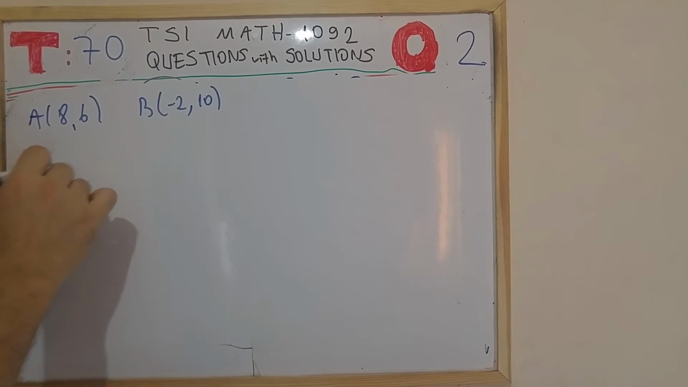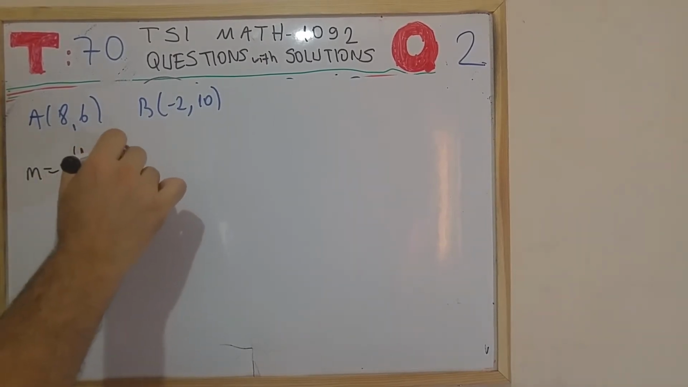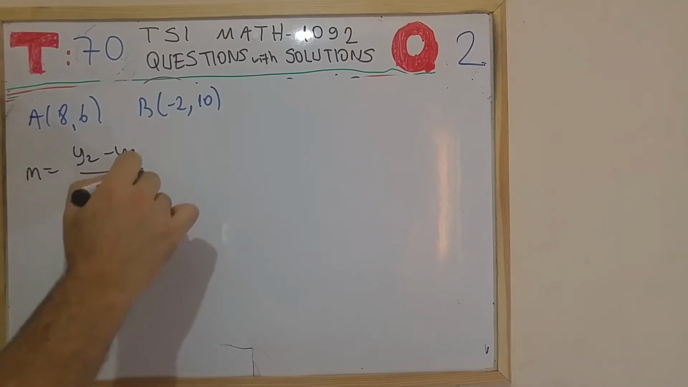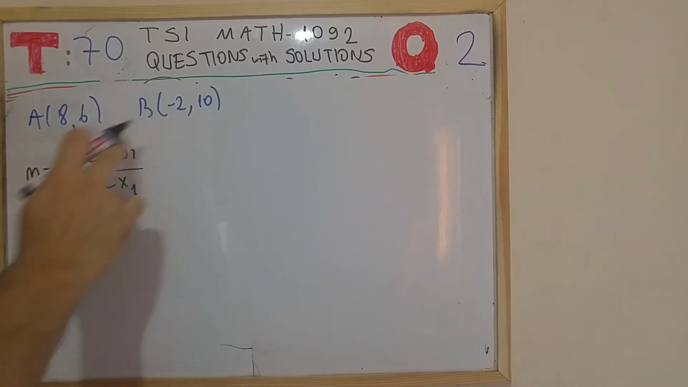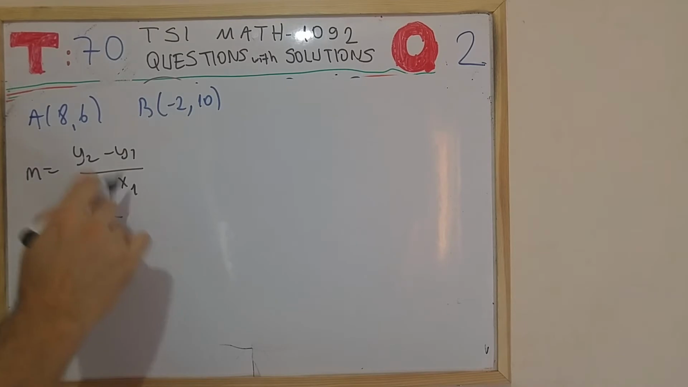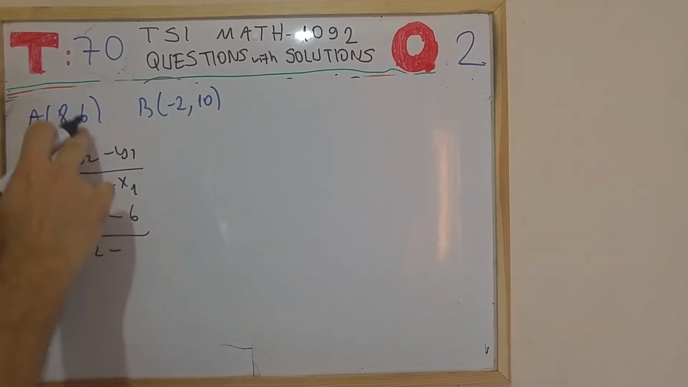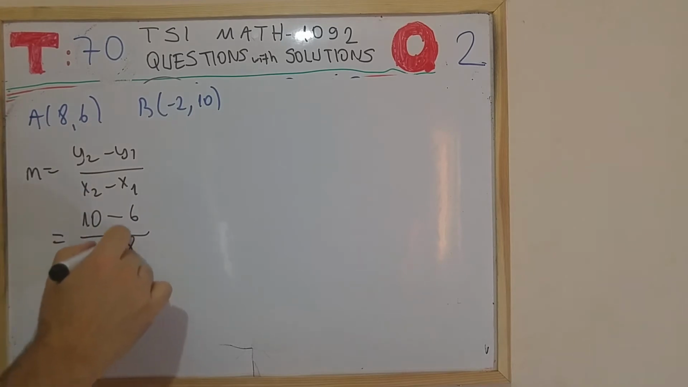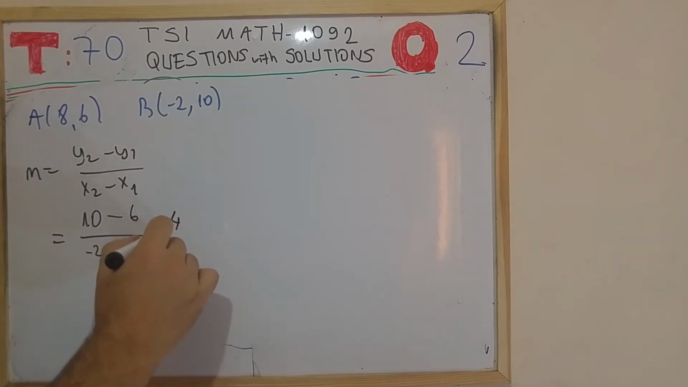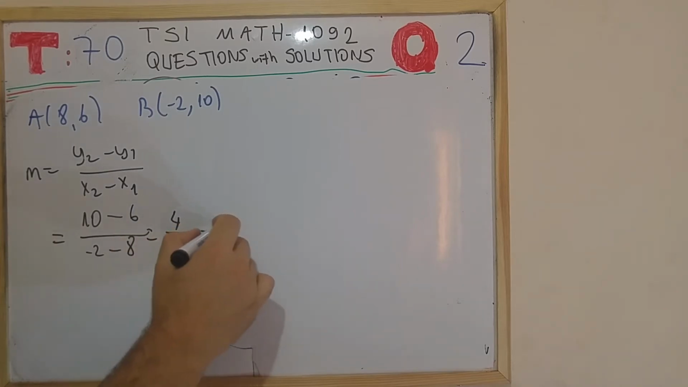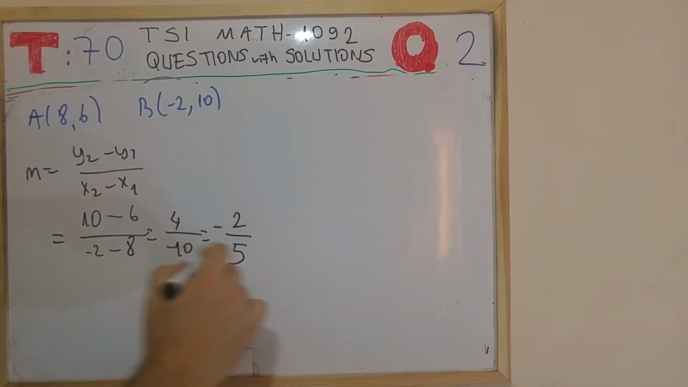The slope is equal to y2 minus y1 over x2 minus x1, and this is equal to: y2 is 10, y1 is 6, x2 is minus 2, x1 is 8. So what we have is 4 over minus 10. So this is equal to minus 2 over 5.